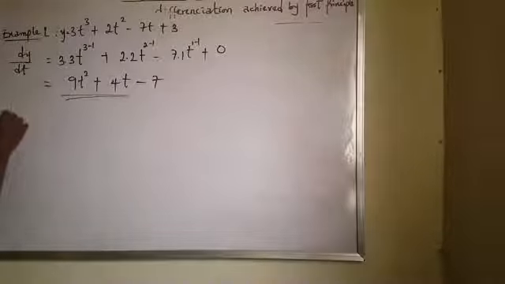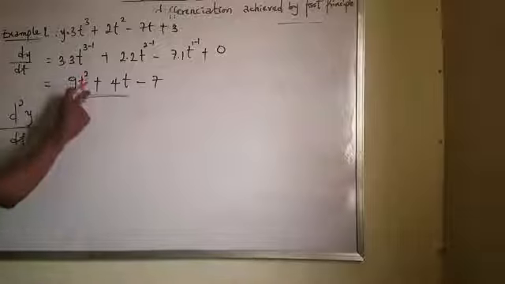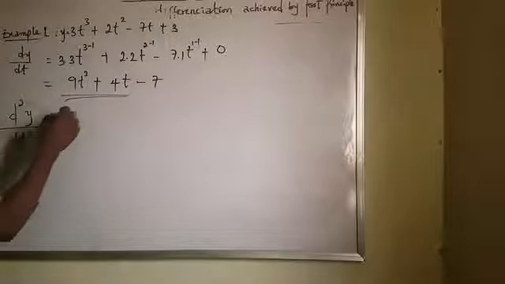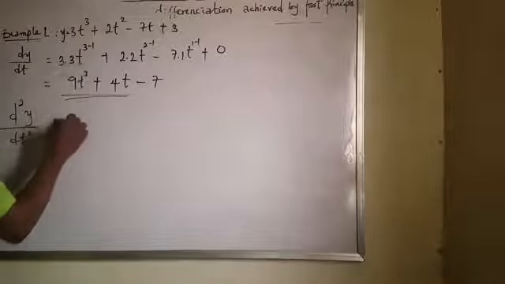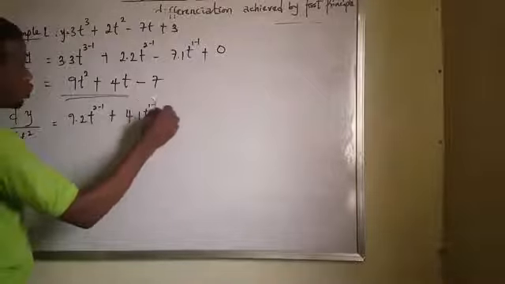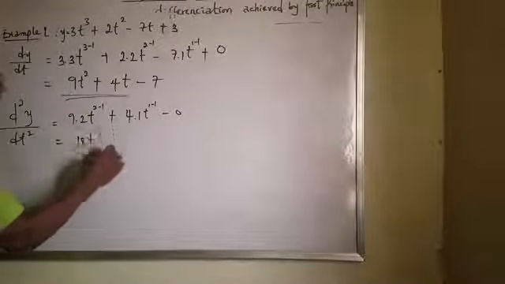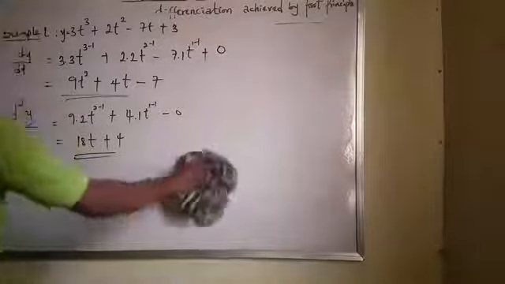If you are told, for example, to find d squared y over dt squared, that's the second derivative. So we can equally repeat the same thing after you've gotten this answer. So d squared y over dt squared is the derivative of dy/dt. So you have 9 times 2, t raised to the power 2 minus 1, plus 4 times 1, t raised to the power 1 minus 1, minus this, the derivative of which is 0. So you have 18t plus 4. You can go further and find the next derivative, but that is not why we are here. We'll move on. That is just an example.